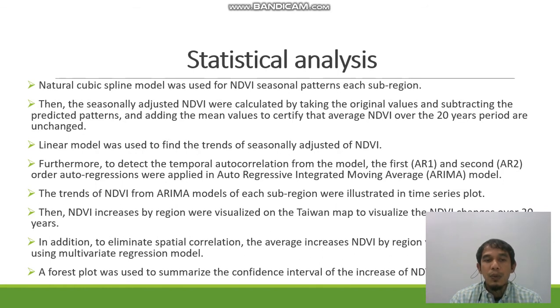In order to eliminate spatial correlation and to get the average increase of the NDVI by subregion, we used multivariate regression. Lastly, we used a forest plot to summarize the confidence interval of the increase of NDVI per decade.